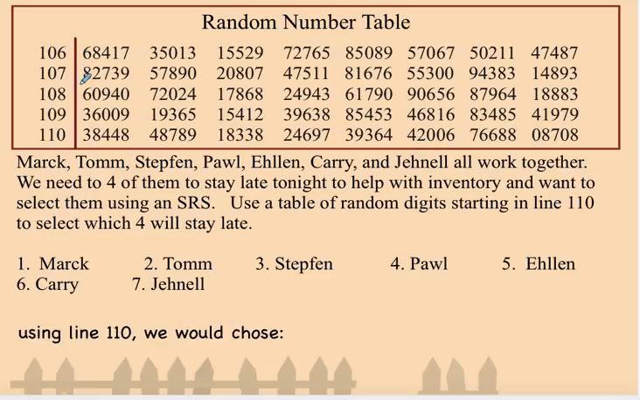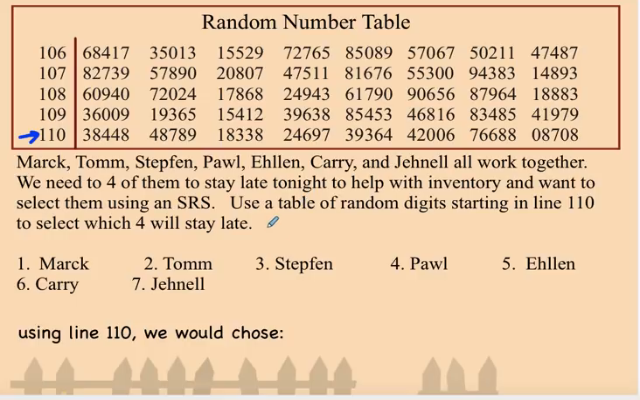Also, the back of the book is not going to have this vertical line. I just put it there to show you that these numbers right here are the line number. So they might tell you to read from line 110. If they tell you to read from line 110, you're going to start reading here with 38448. The only reason that there's spaces is just because it's easier for people's brains to process 5 numbers at a time.